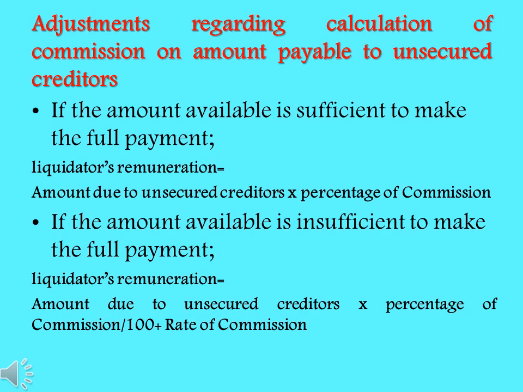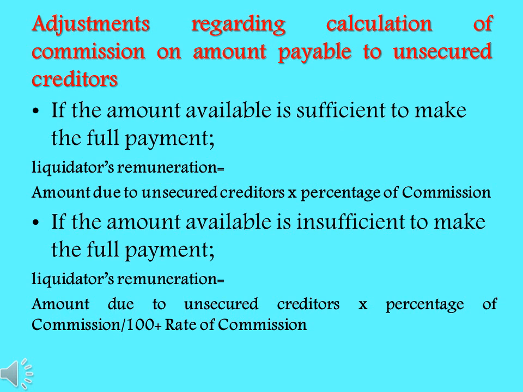The various adjustments regarding the calculation of commission on the amount payable to unsecured creditors are the following. Firstly, if the amount available is sufficient to make the full payment to unsecured creditors, it means that if the available amount left after making all adjustments is sufficient to make the full payment to unsecured creditors, there is a formula. Liquidator's remuneration is equal to amount due to unsecured creditors multiplied by percentage of commission, that is, rate by 100.